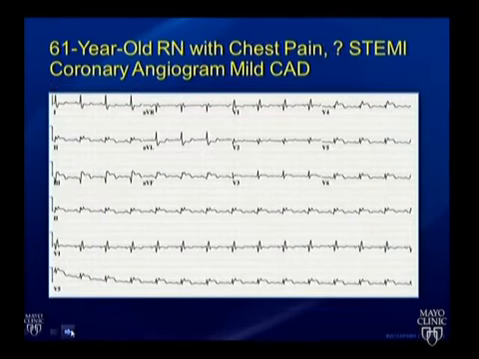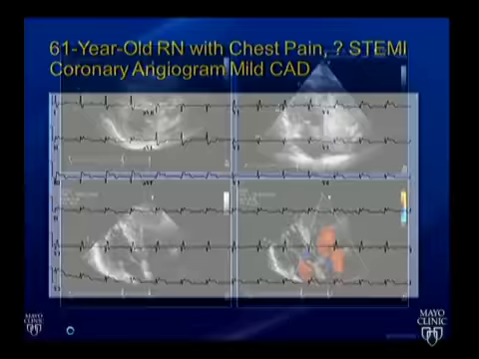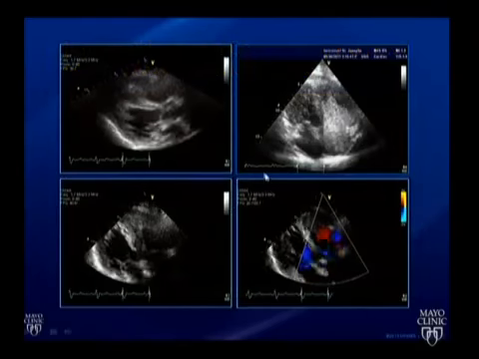A 61-year-old RN with chest pain presents with possible STEMI, and was sent here for STEMI protocol, but when they did her coronary arteries, they were normal. You can see why they might have thought it was a STEMI, with significant ST elevation in the inferior and in the lateral leads. So after her coronary angiogram was done, we got an echocardiogram, and this is what we saw.